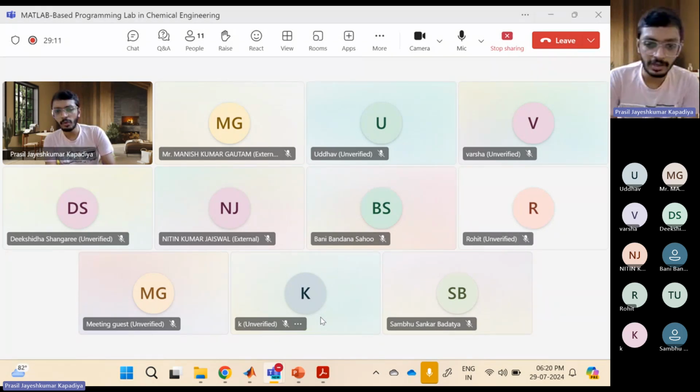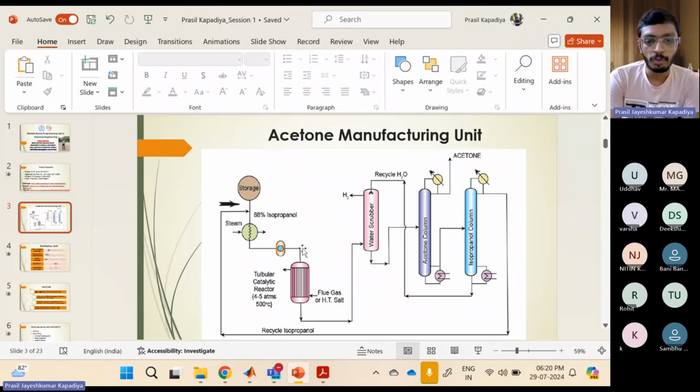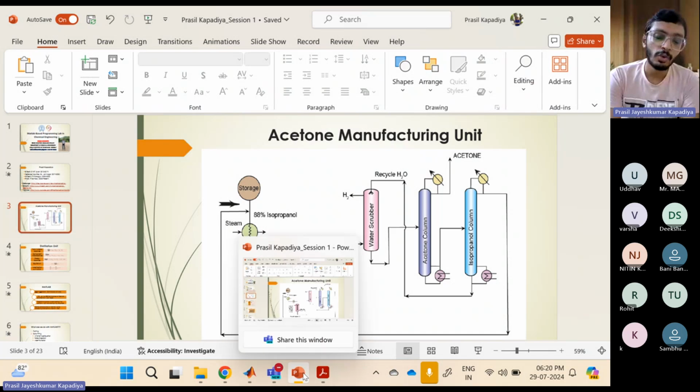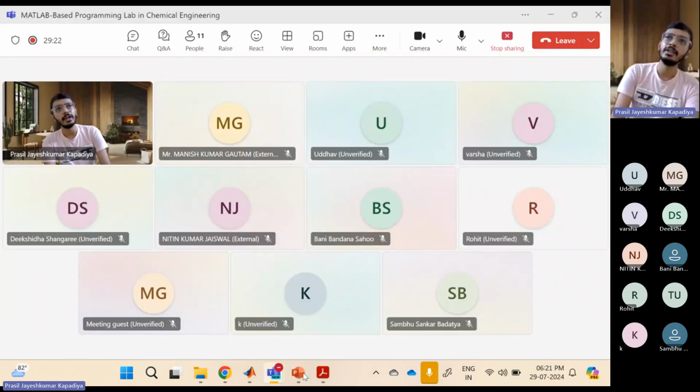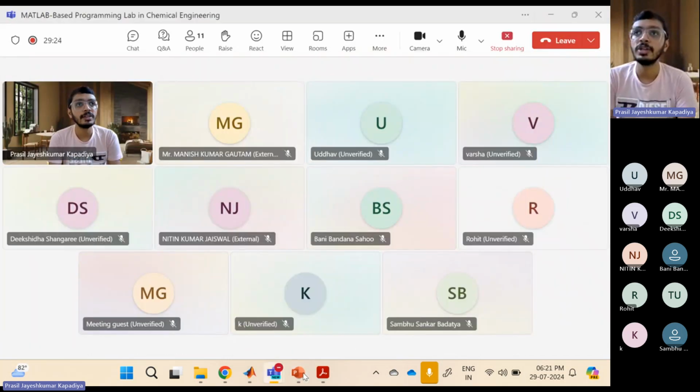Okay, I have one more question here. I told that isopropanol is passed through the tubes while my flue gas is passed to the shell. Can anyone think of the reason why it is not the other way around, with isopropanol on the shell side? What can be the reason? These are basically the kind of GATE questions that you get.